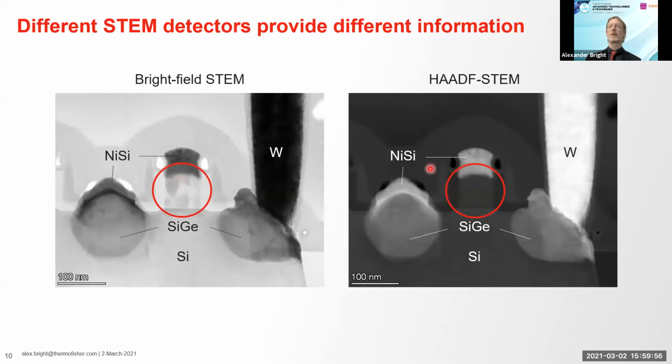And the right is high angle annular dark field STEM. This gives you a lot of chemical information. So the bright areas contain more heavy elements. And just by varying the detector geometry and camera length, we can really get a wide variety of different kinds of information just from STEM images.